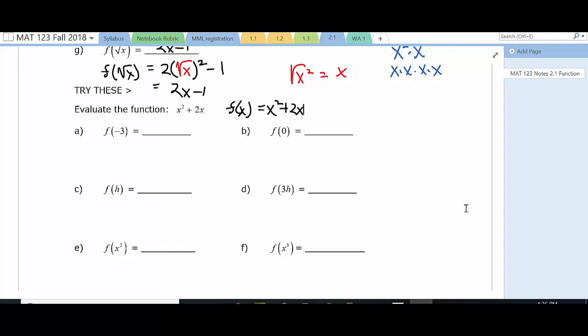What's that? Is D 15h? No. Okay. We're going to find out in just a minute. I think D would be 9h to the second plus 6h. Yeah, okay.